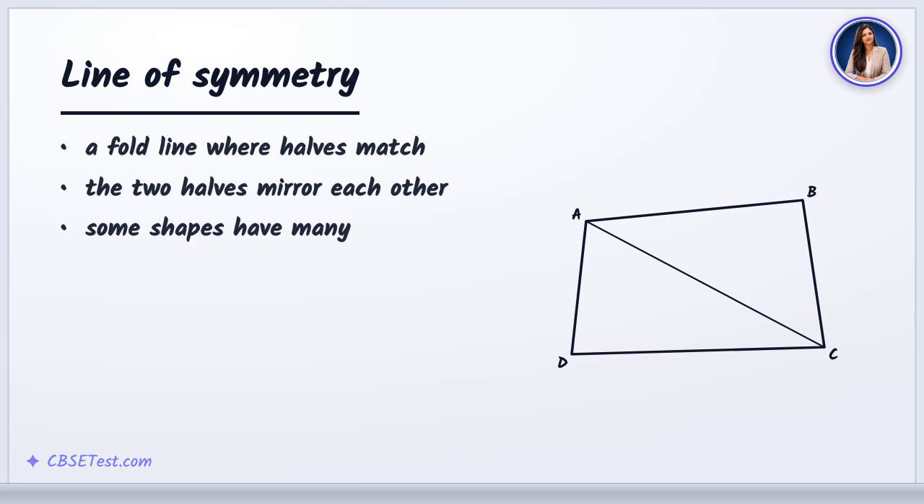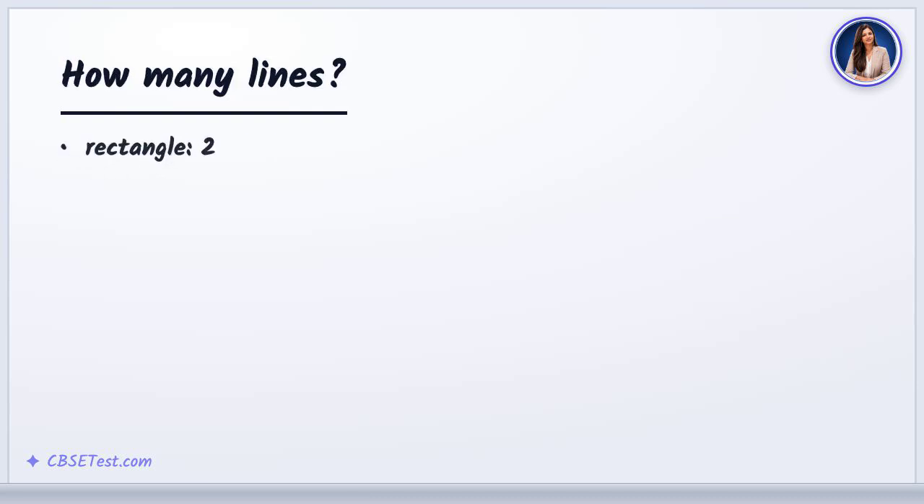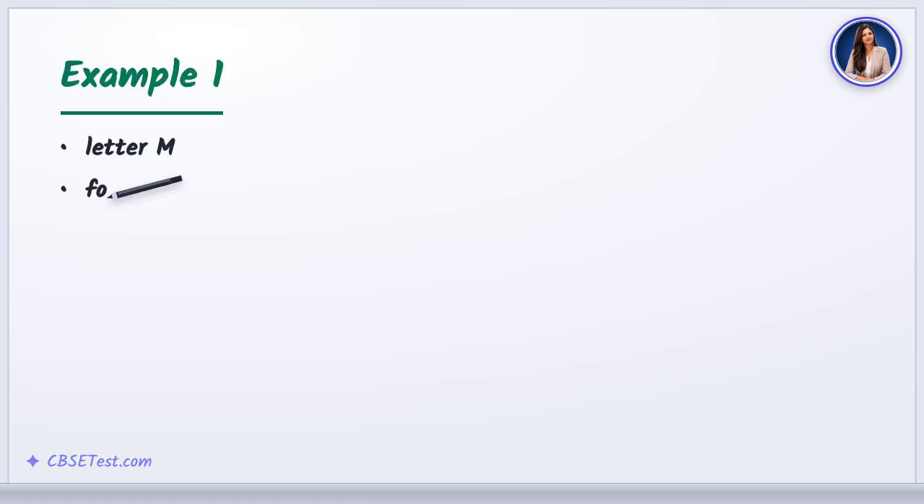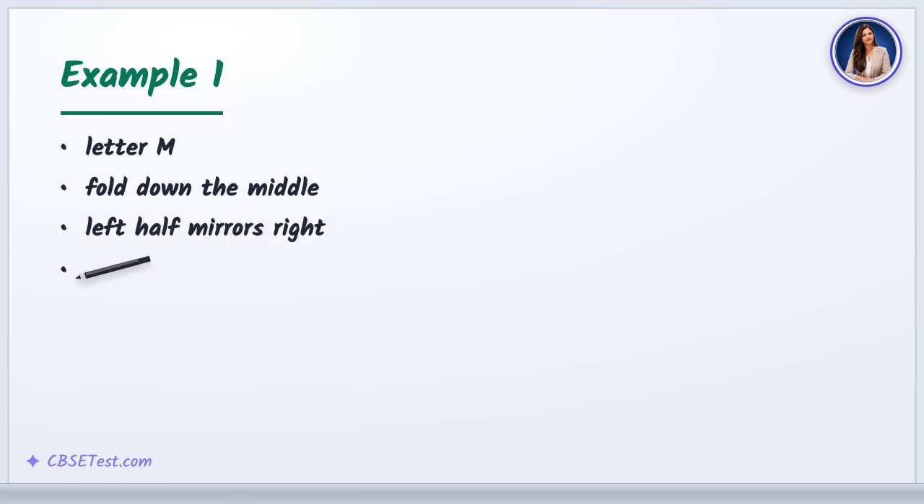Some shapes have several. A rectangle has two lines of symmetry, a square 4, an equilateral triangle 3, and a circle countless. The letter M folds down the middle so its left half mirrors the right: one line of symmetry.